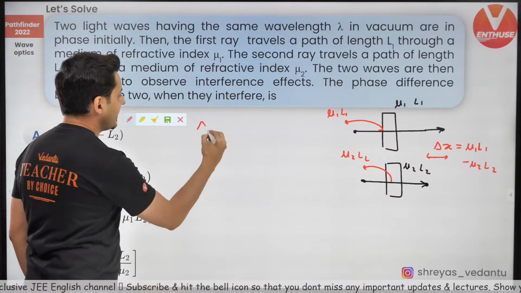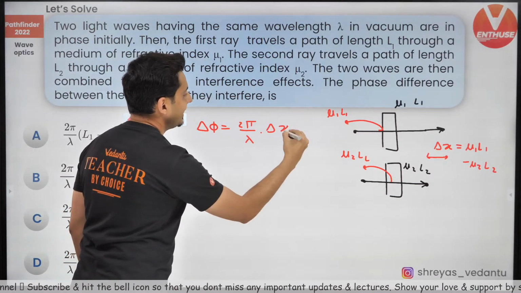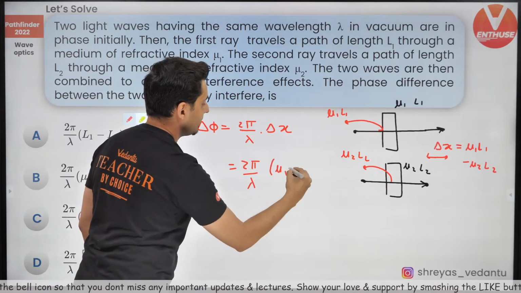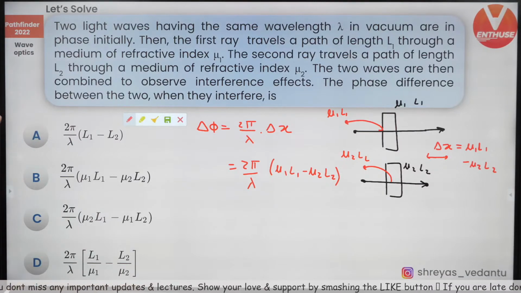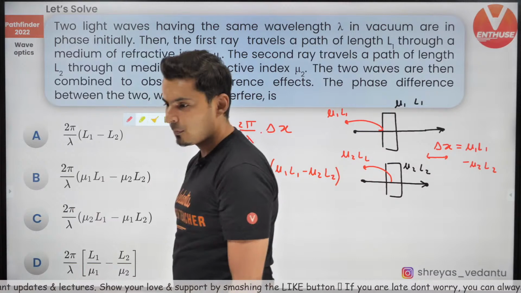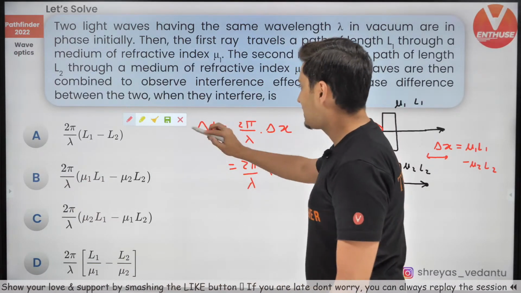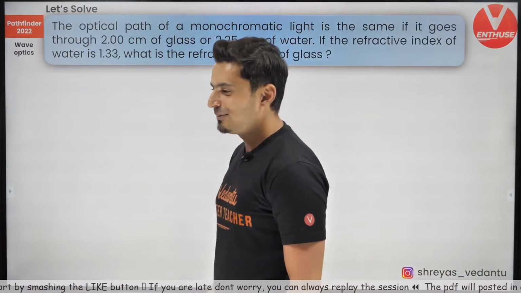Now, in order to calculate phase difference, what do you do, my warriors? 2 pi by lambda into delta x. So that's it. 2 pi by lambda delta x, with delta x as it is over there, mu1 L1 minus mu2 L2. That's the final answer. I think it is there right over here. Very good.